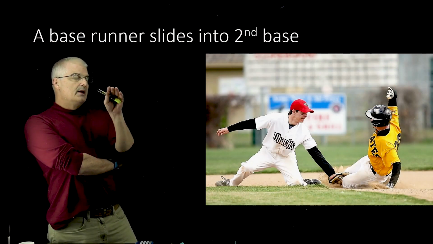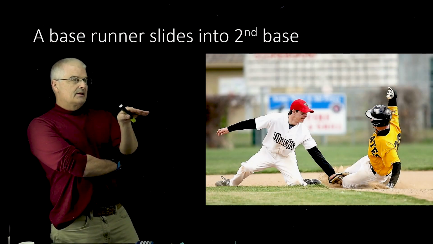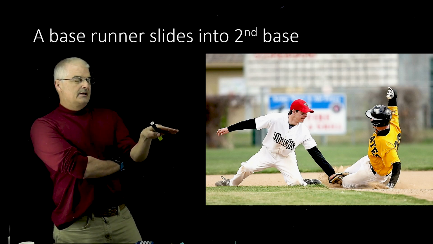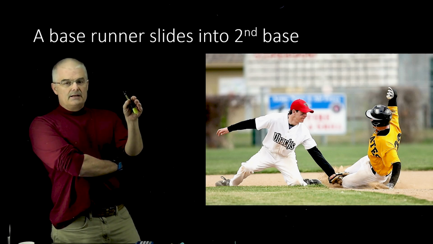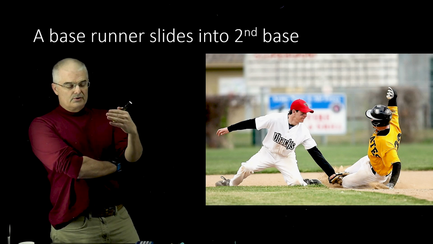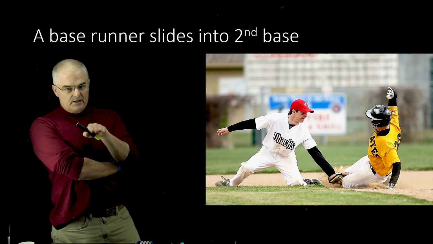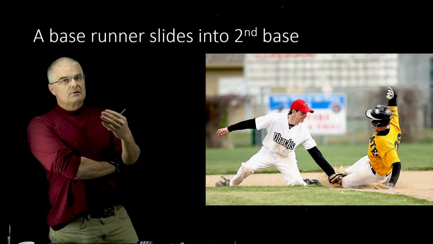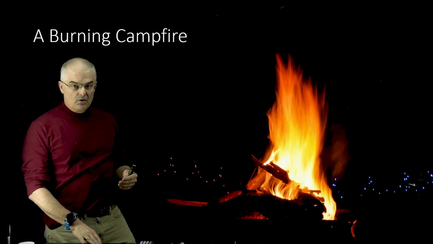Let's think about what's going on. So the base runner has kinetic energy as he's sliding into second base. And what kind of energy is it converted into? It's converted into thermal energy, so that he's going to have friction between him and the ground, and it's going to be converted to thermal energy.